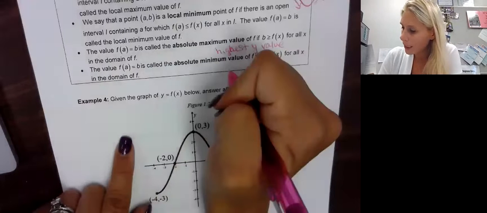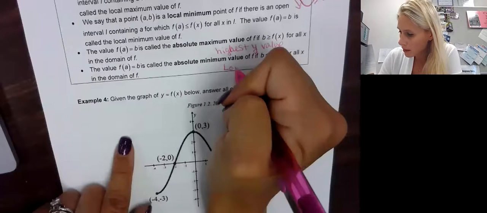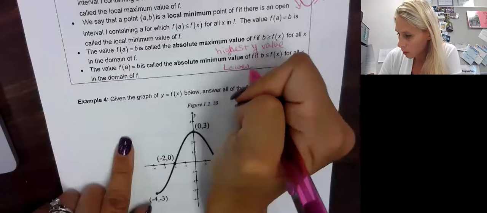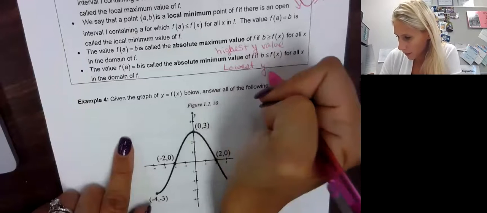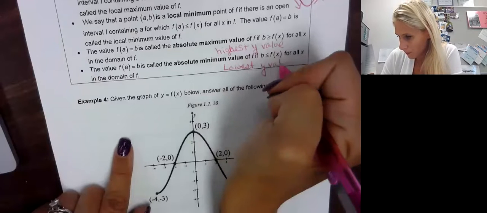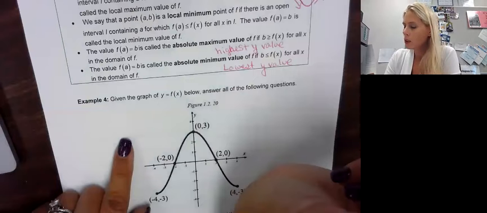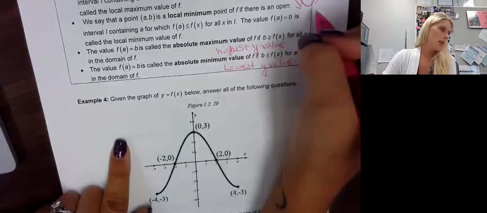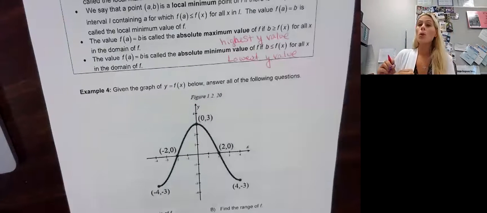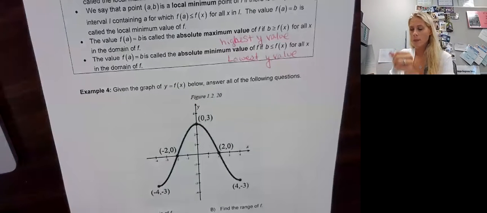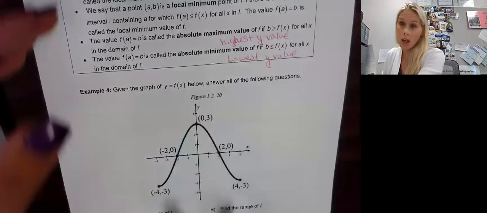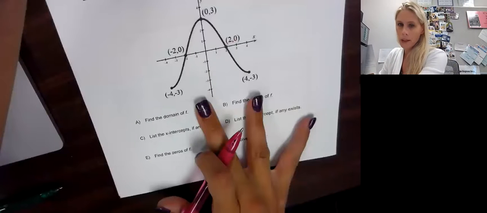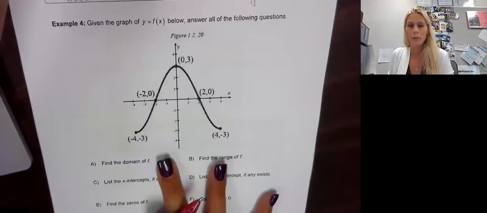Absolute min is the lowest y value. Okay. Also, you want to think max and min are coordinate pairs. It's very strict within calculus. Okay, let's look at a graph, an example here.